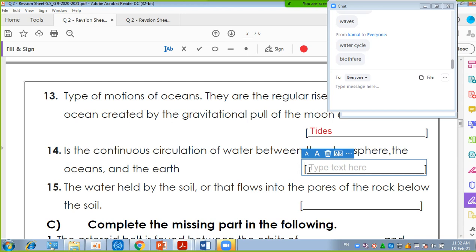Miss, 14. Yes, 14. Hydrological cycle, yes. Yes, hydrological cycle. And in the same way, Zena is saying it in the same tone. Yes. Hydrological cycle.